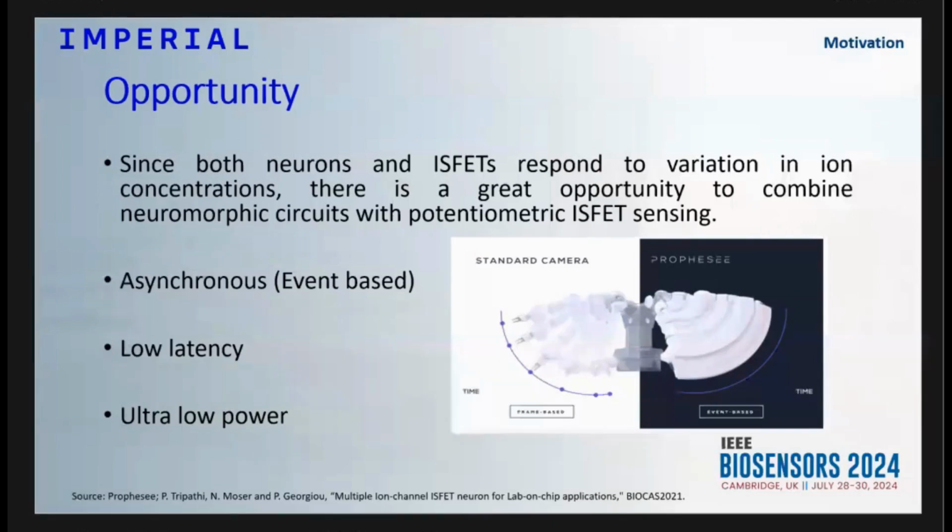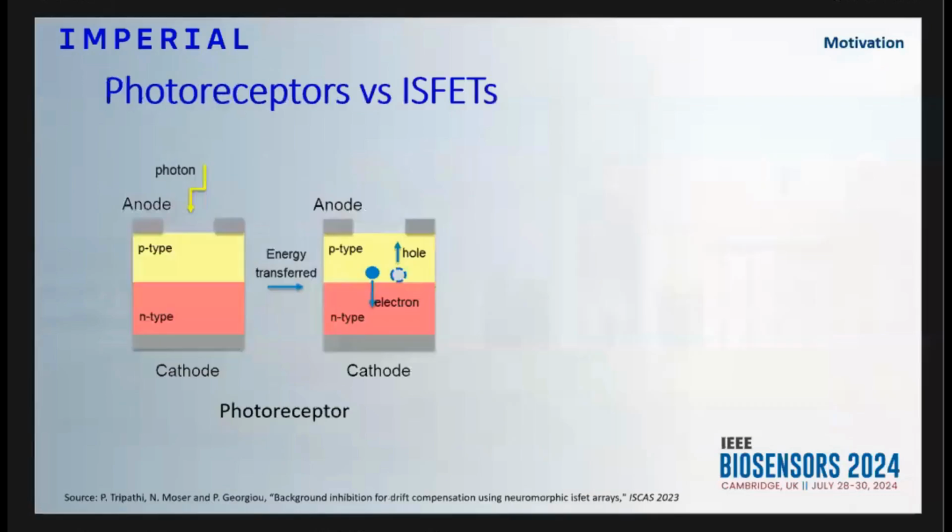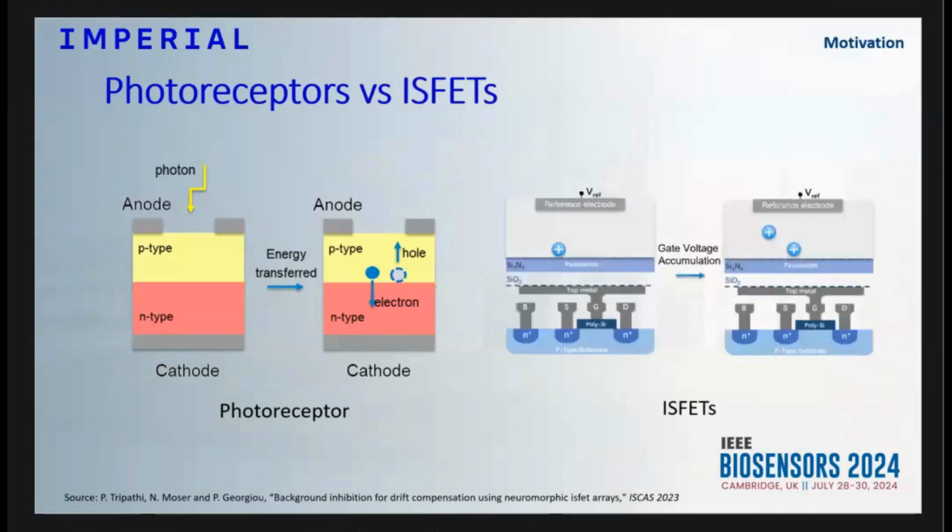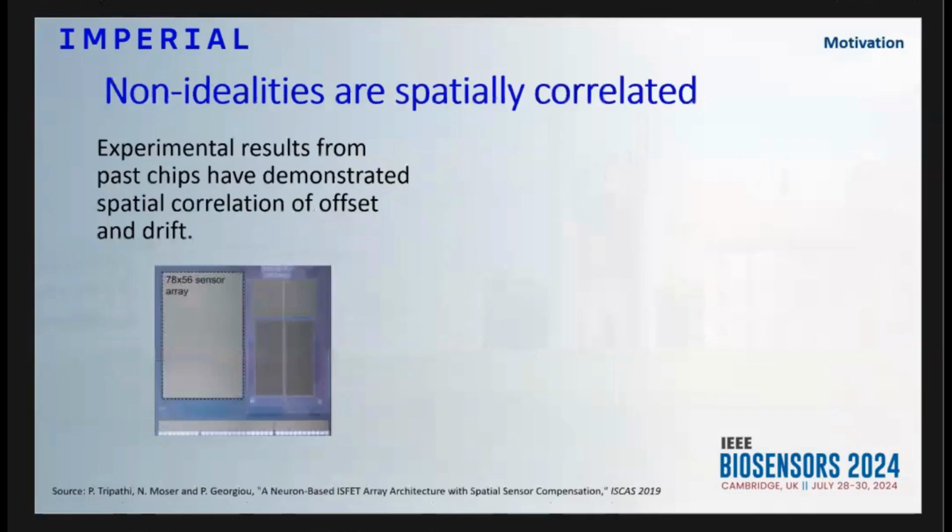The problem is, photoreceptors are very different from ISFETs. In the case of a photoreceptor, when a photon is incident, energy is transferred, you have the electron-hole pair generating, and the photon disappears in essence. Well, in the case of our ISFETs, once an ion comes into the field, it sort of decides to hang around. And that's where the problem comes in. This is what we term gate voltage accumulation.